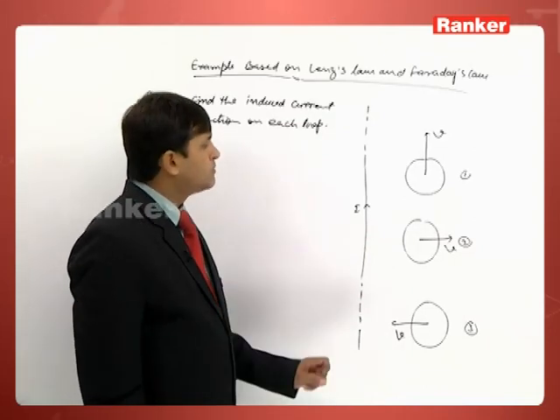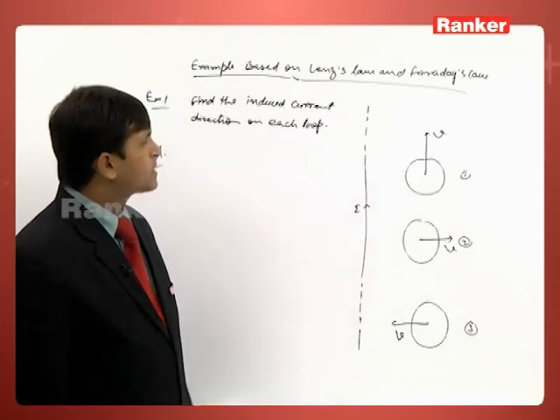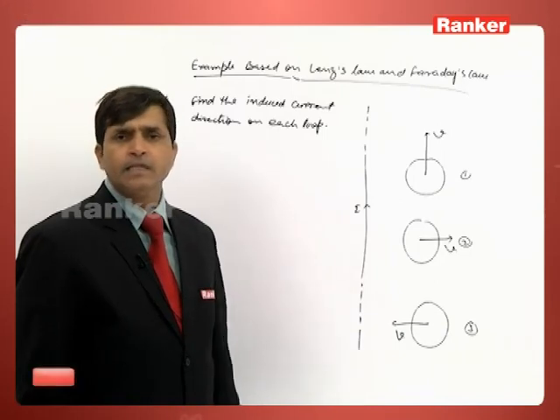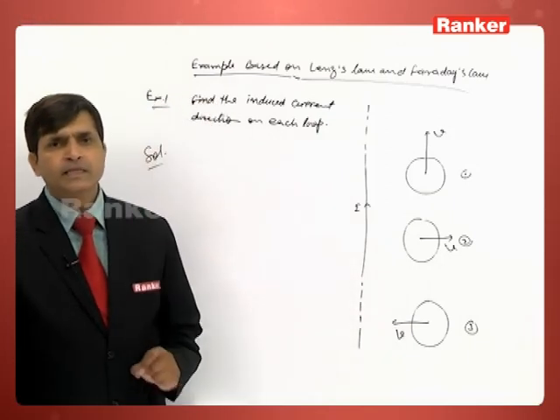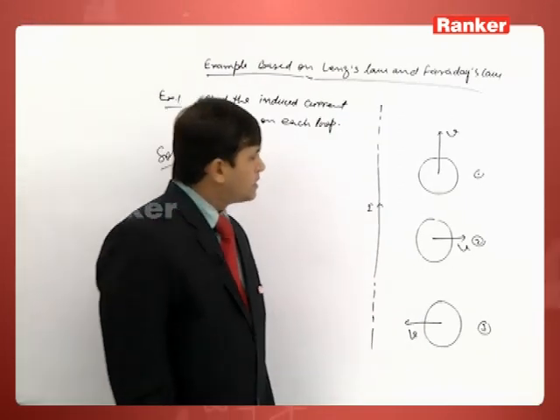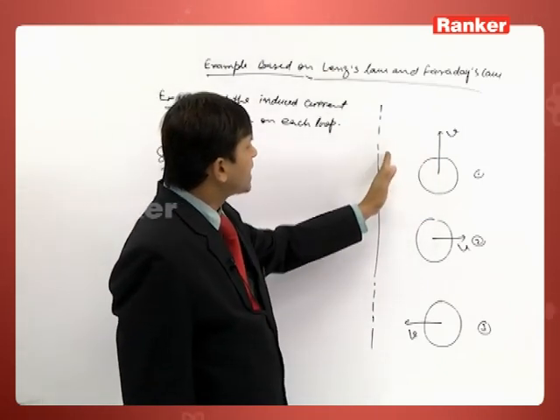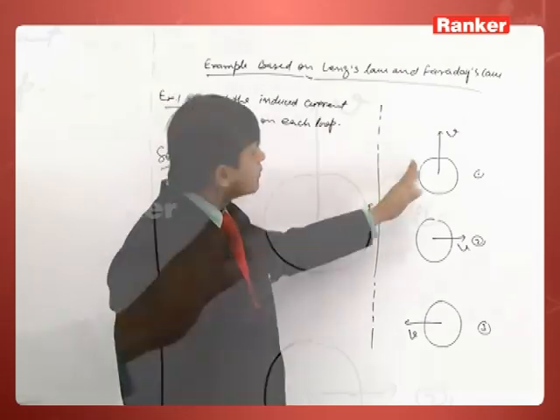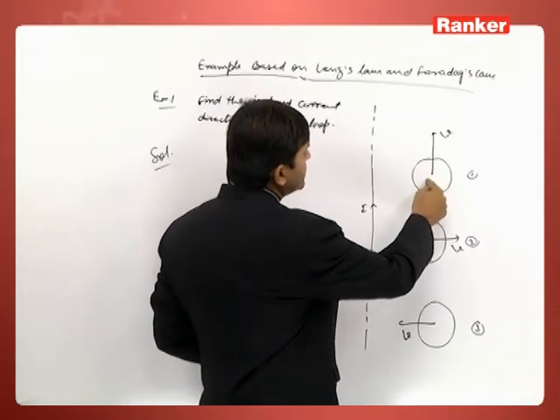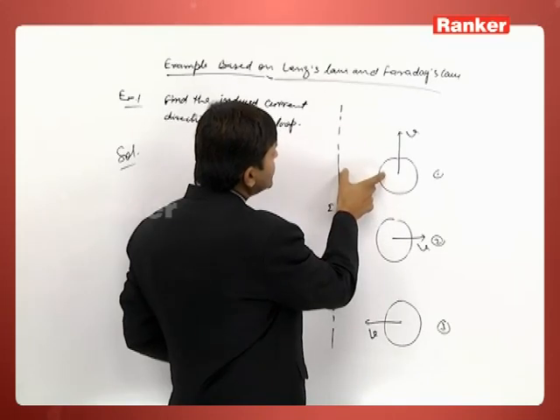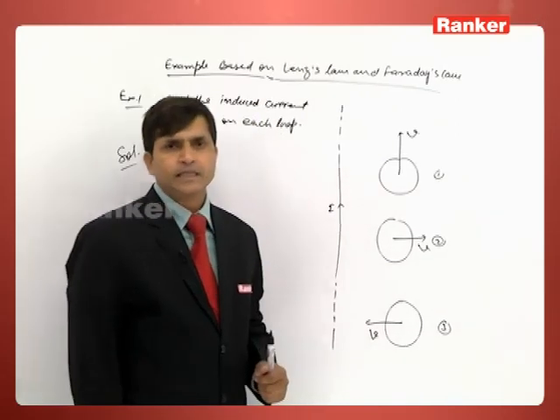So first of all, we will see whether there is a current or not. First we have to check whether there is an induced EMF or not. Induced EMF is developed only when there is a change in flux. Now, the first loop is moving parallel to the conductor. Although there is flux in the loop, every point always remains at the same distance from the conductor, so whatever flux is in loop 1 will not change.